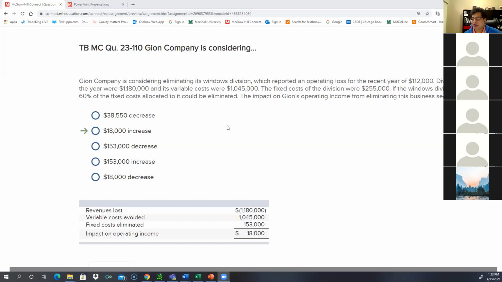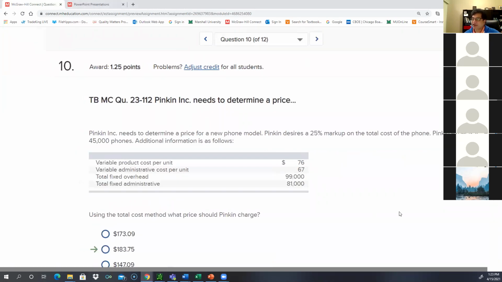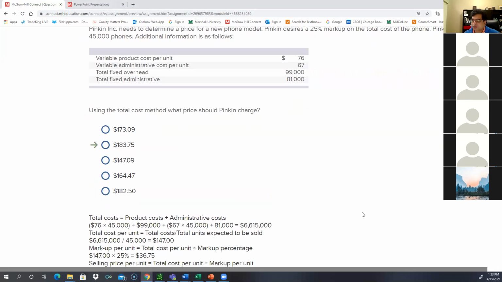Has everyone got this, please? Yeah. See, you're getting good at it. This is a pricing problem using the total cost method, so cost plus markup. So 25% markup on the cost.